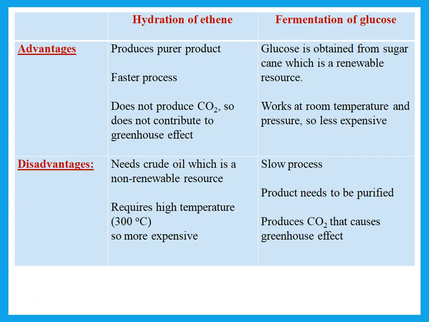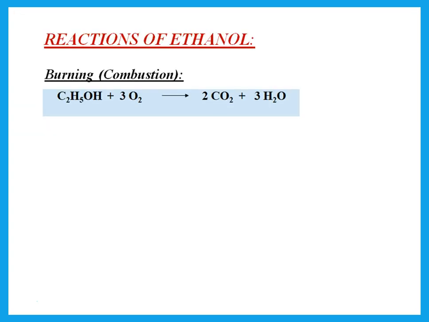The fermentation of glucose. Advantages: glucose is obtained from sugar cane. This is renewable. It works at room temperature and pressure, so it is less expensive. But the disadvantage is that it's a slow process and the product needs to be purified, and it also produces carbon dioxide gas. Remember that fermentation will give ethanol plus carbon dioxide. So it produces carbon dioxide gas that causes the greenhouse effect. Please be familiar with all of this.